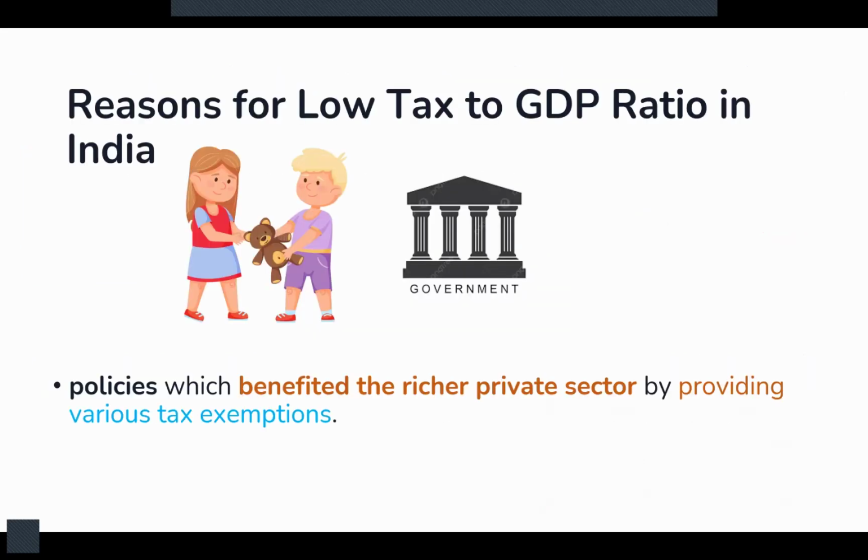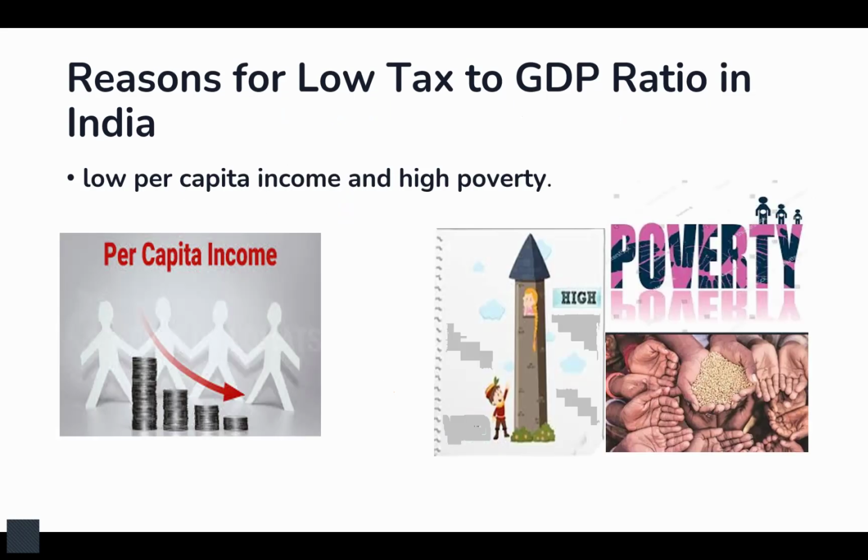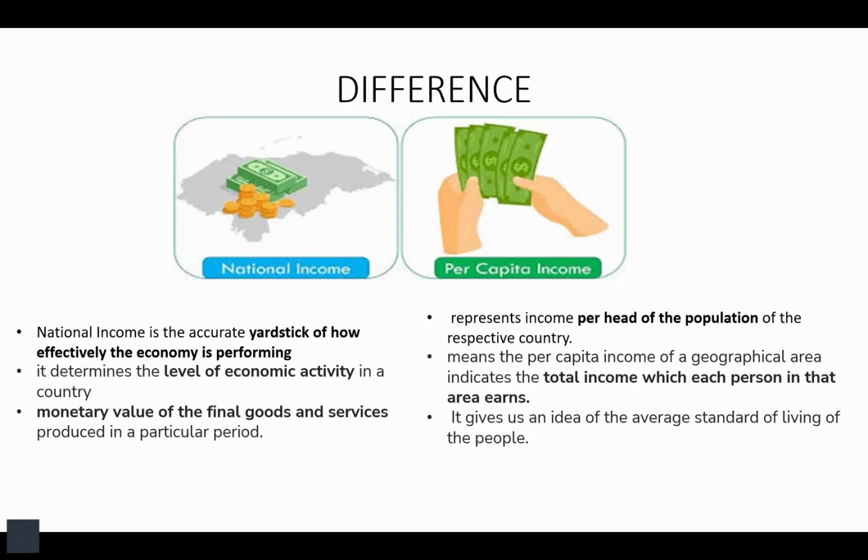What are the other reasons for the low tax GDP ratio in India? The policies which benefited the richer private sector by providing various tax exemptions, the low per capita income and high poverty. Now let's look into the difference between national income and per capita income.